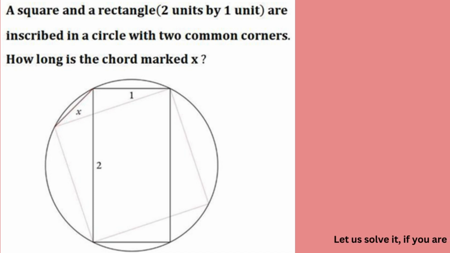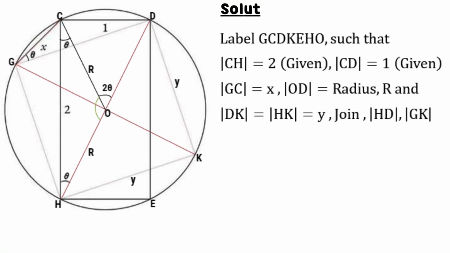A square and a rectangle of dimension 2 units by 1 unit are inscribed in a circle with 2 common corners. How long is the chord marked X? Label G, C, D, K, E, H, O such that line CH equals 2. Line CD equals 1. It is given. Line GC equals X.